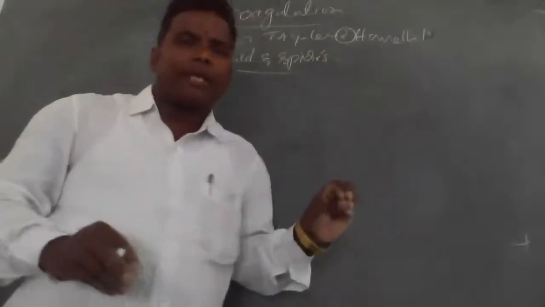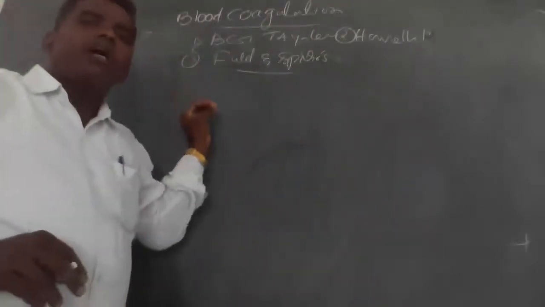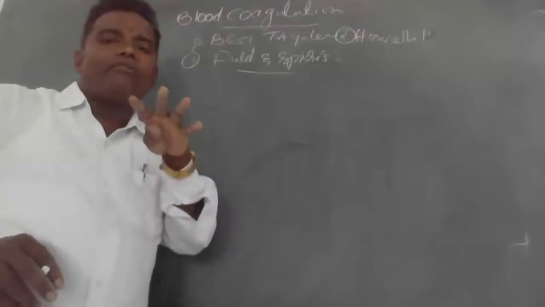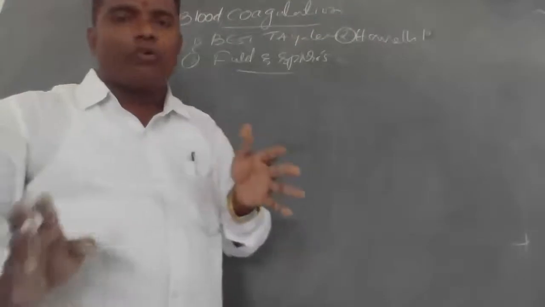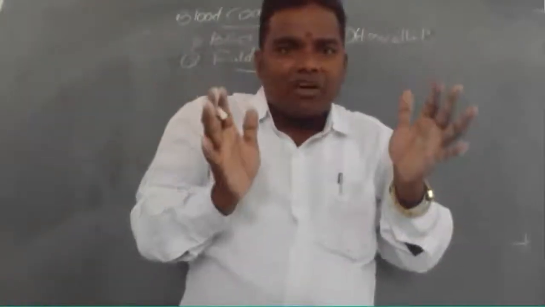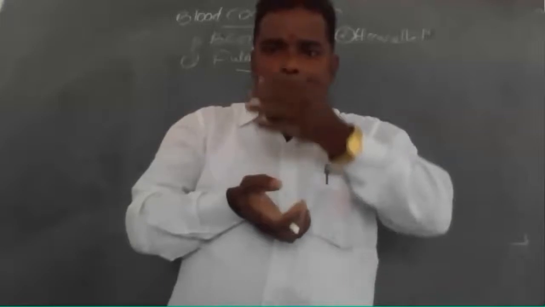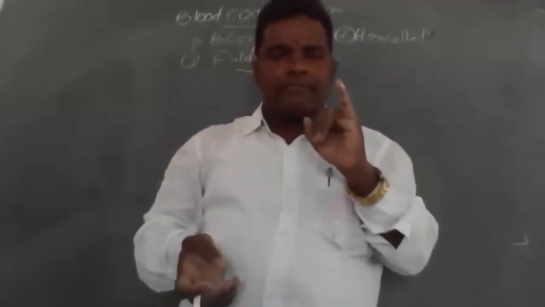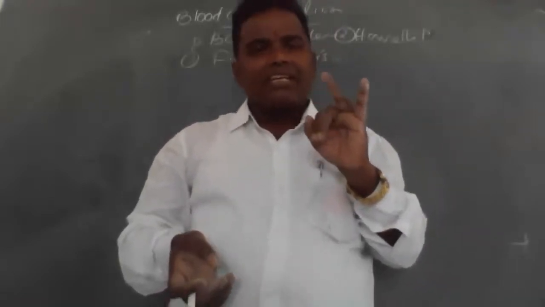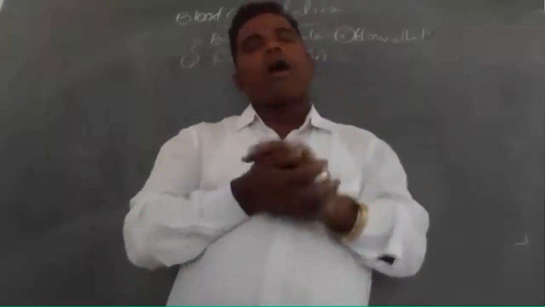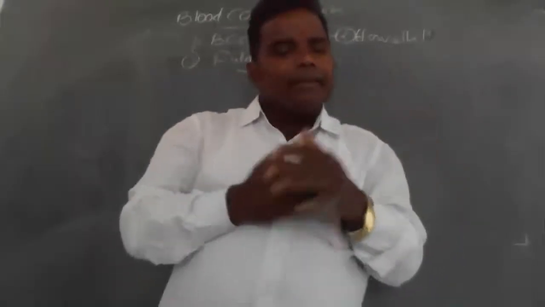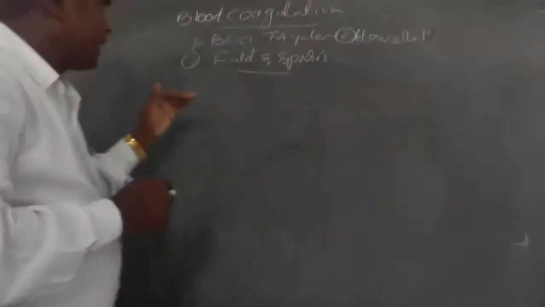Fold and Spiro's theory. According to this theory, mainly 4 factors are involved. What are the four factors? I already told you. What are the four factors involved in blood coagulation? Number one, fibrinogen. Number two, prothrombin. Those are fibrinogen, prothrombin, thromboplastin, and calcium. Very good. But here, remember one thing about Fold and Spiro's theory.